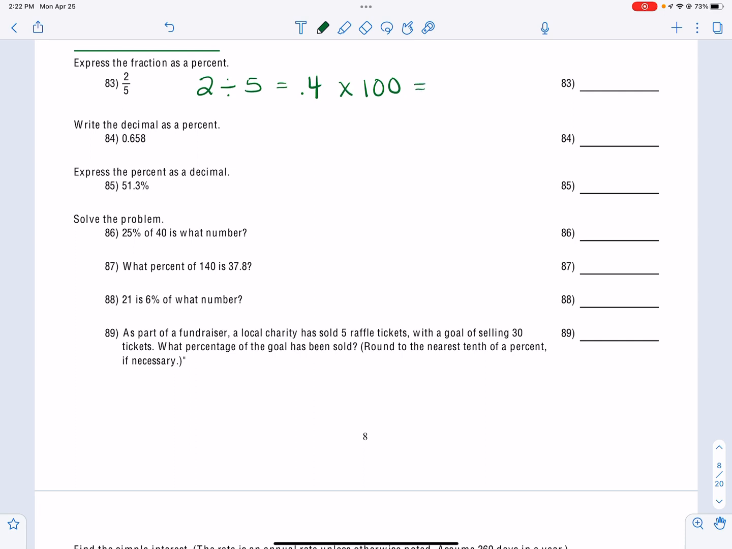And that's where a lot of you made your mistakes on the test, is that you forgot to multiply by 100. And so that is going to give you your percentage of 40%. If you have a decimal as a percent, you can think that you're multiplying that number by 100 or moving the decimal 2 places to the right.